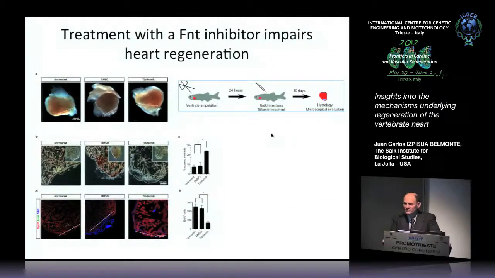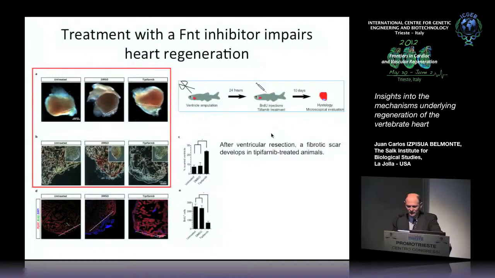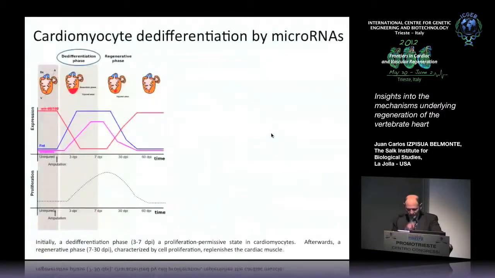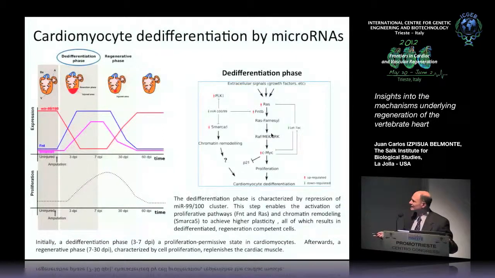If you take some of the targets of these microRNAs, the same process happens. So they are able to inhibit this process of zebrafish regeneration. The general idea is that in the zebrafish you have two phases. The first phase is that phase of dedifferentiation. It's a proliferation permissive phase.